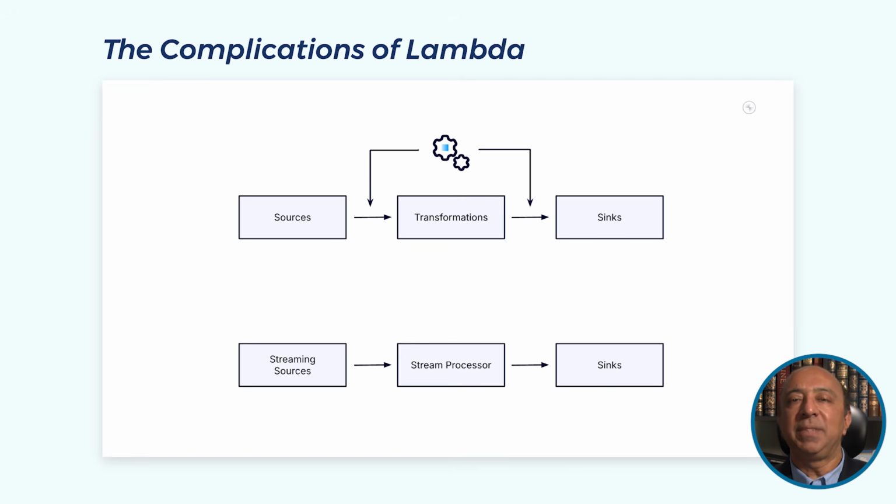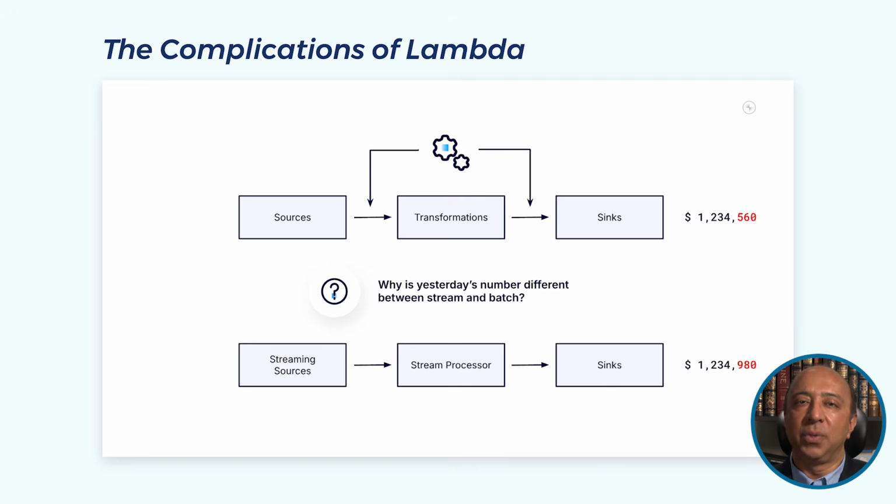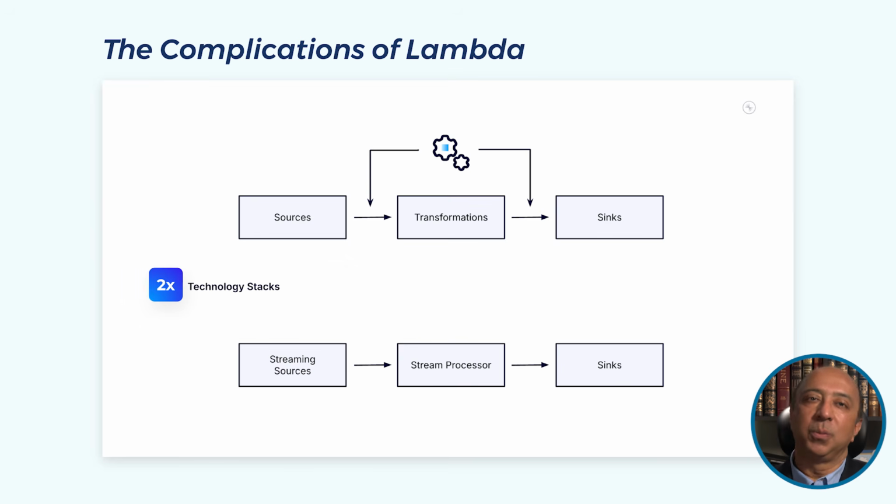Someone inevitably asks, why does the real-time dashboard show different revenue for last week than the weekly report? Sounds simple, right? To answer it, we need to figure out where the data diverged, and in a Lambda architecture, that means digging through 2 pipelines, which usually means 2 completely different tech stacks, often 2 different teams, the big data team and the streaming team.